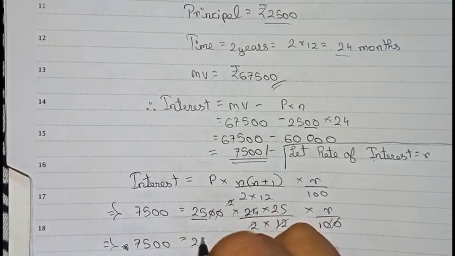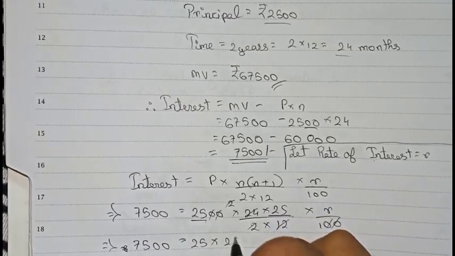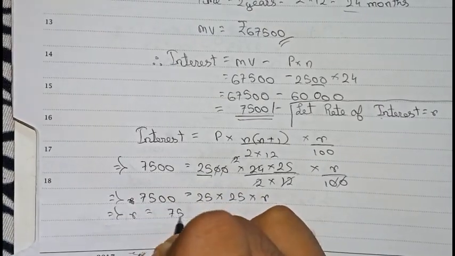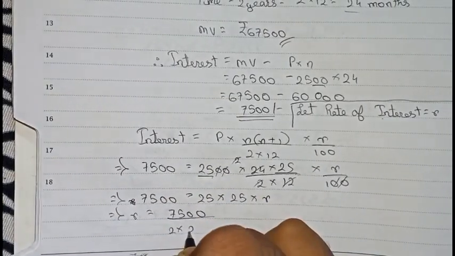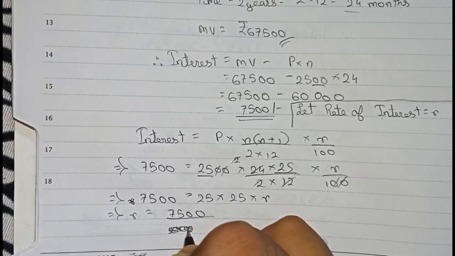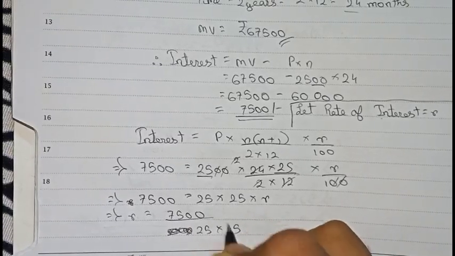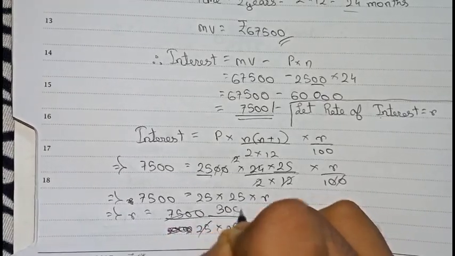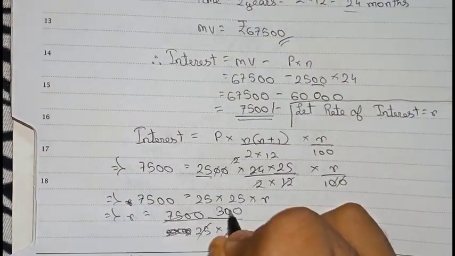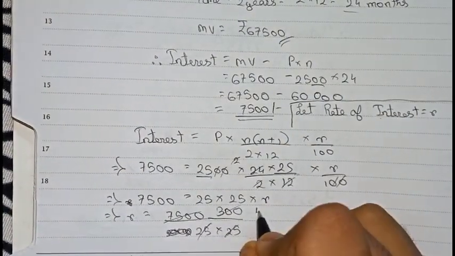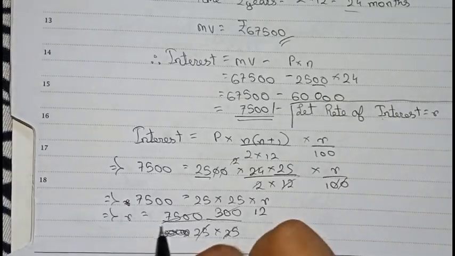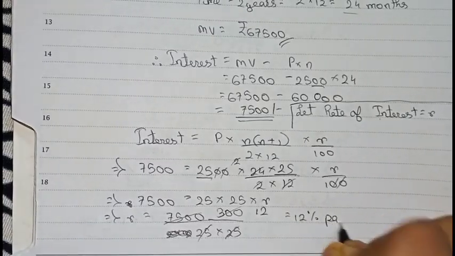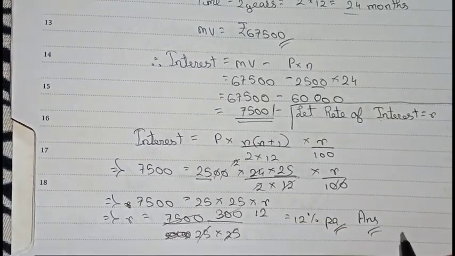7,500 is equal to 25 into 25 into r. So rearrange it: r is equal to 7,500 by 25 into 25. 25 3s are 75, so 300, and 25 1s are 25, 50, so 12. So 7,500 by 25 into 25 becomes 12, so it will be 12% per annum. So this is the final answer for this question.